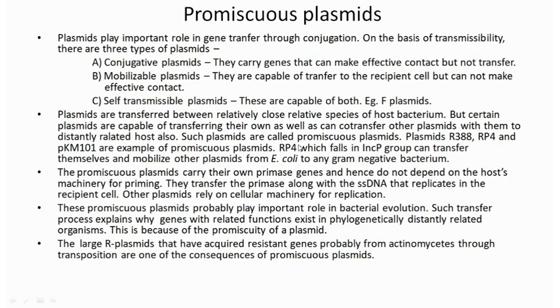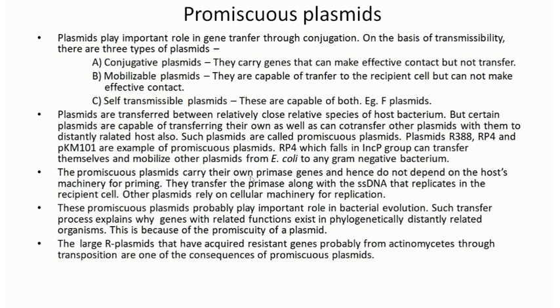Such plasmids are called promiscuous plasmids. For example, R388, RP4, and pKM101 are examples of promiscuous plasmids. RP4, which falls in the incompatibility P group, can transfer itself and mobilize other plasmids from E. coli to any gram-negative bacterium. So what function do they carry? We will see that the promiscuous plasmids carry their own. How do they do that?